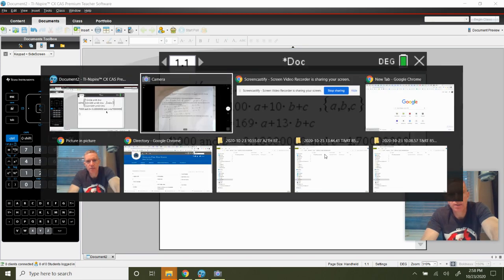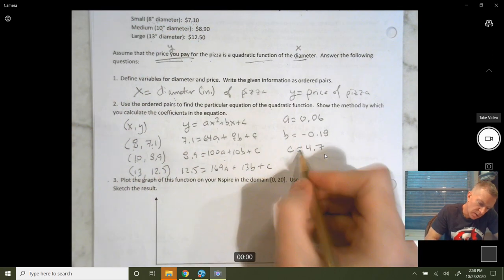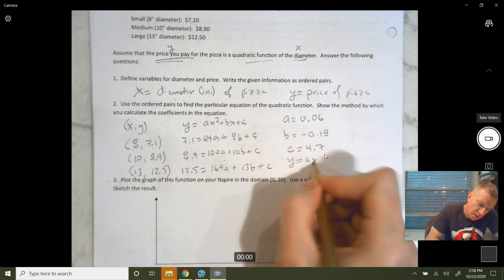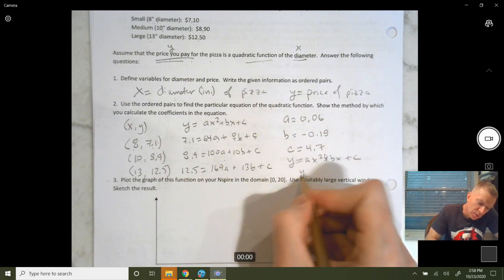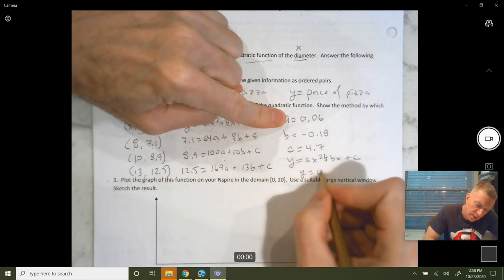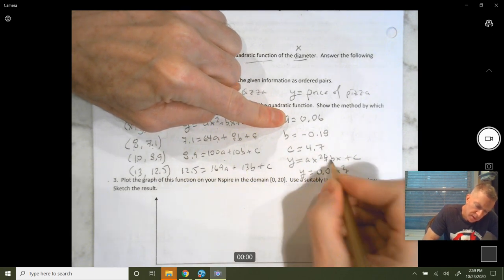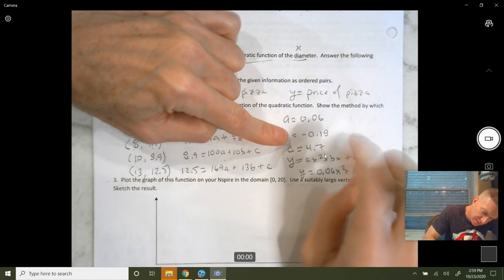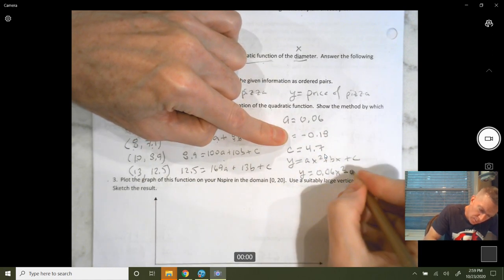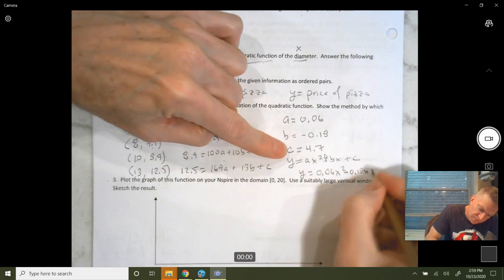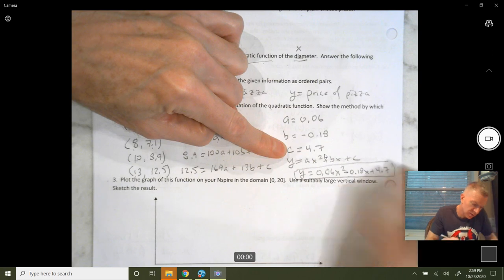Okay, so coming back to the paper. So we've got A, B, and C. We know that Y equals AX squared plus BX plus C. So Y equals A value 0.06, X squared minus 0.18x plus 4.7. So there's your equation.